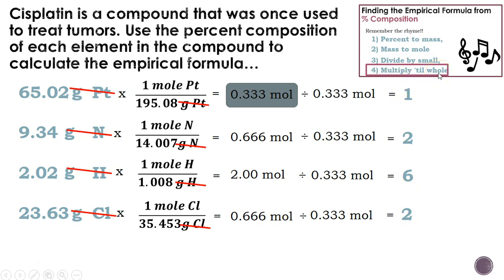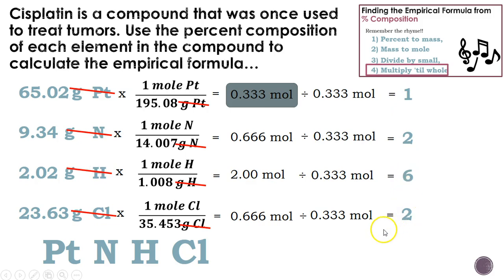And what I mean by that is you want to make sure that these numbers are all whole numbers. All right, in this case, we can see that they are all whole numbers, so we don't really need to do anything for that step. Now, what do these numbers even mean? If you take a look at cisplatin, again, we know it's made up of platinum, nitrogen, hydrogen, and chlorine. Each of these numbers are actually the subscripts in the empirical formula. So we can take these numbers and just add them next to each of these elements.